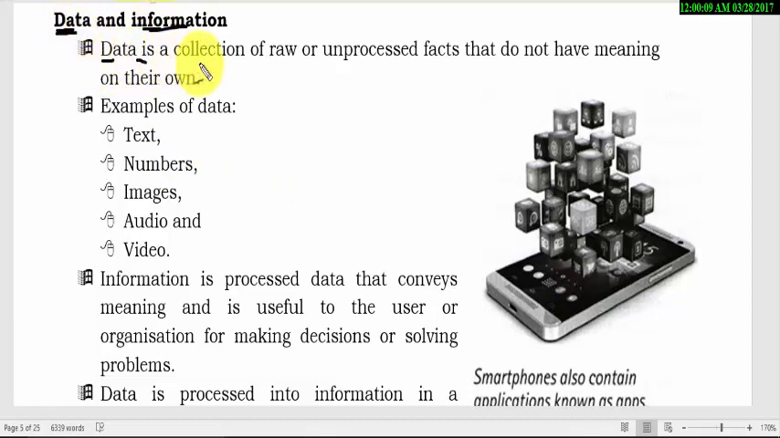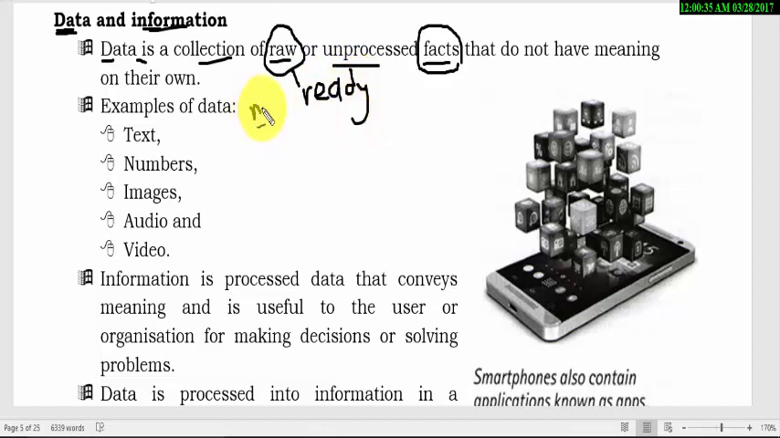So data is a collection of raw or unprocessed facts. You need to understand what the word facts means. So data is a collection. Collection means things you collect together. Something which is raw, in simple terms, means something which is not ready. So let me add the word not. Raw means something which is not ready, not processed.